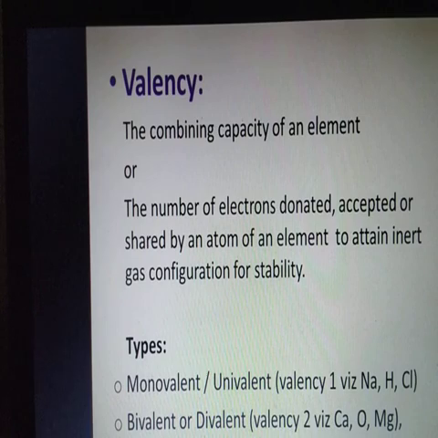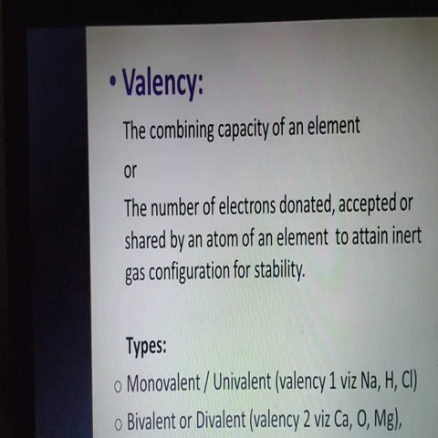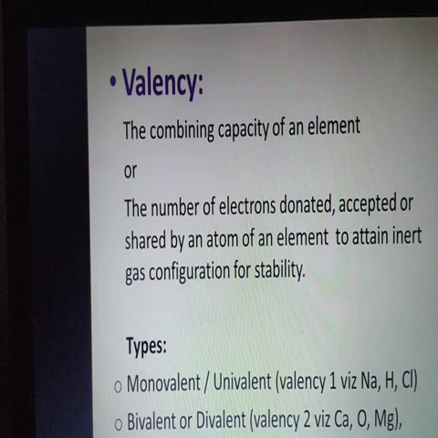Monovalent ions, bivalent ions, or rather in terms of cations also, monovalent cations, bivalent cations, trivalent cations, and likewise monovalent anions, bivalent anions, trivalent anions, tetravalent anions. For example, phosphide, nitride, P3- is a trivalent anion, and carbide, C4-, is a tetravalent anion.